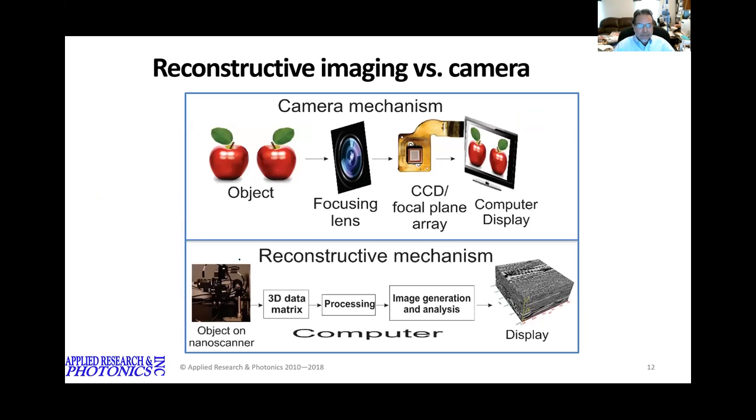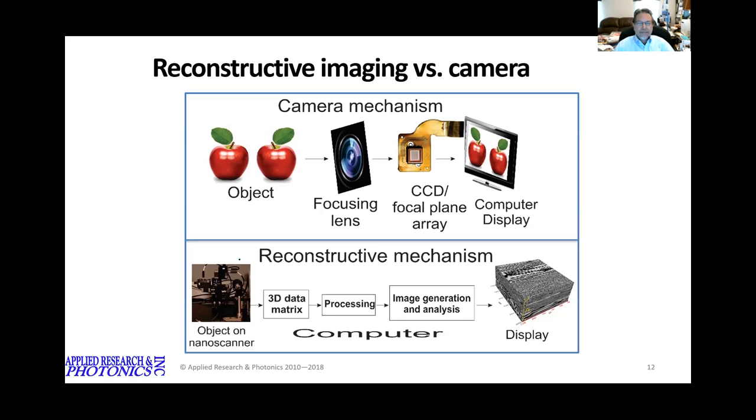So how does one generate an image without a camera? If you consider this diagram, what happens in a camera is that we have a focusing lens which focuses an object onto a focal plane array such as a CCD. And then the CCD will give out a signal. That signal is treated by an onboard computer or ASIC, and that generates the image.